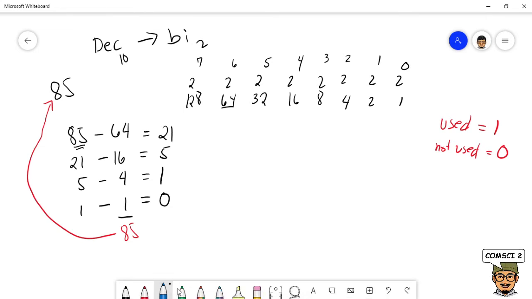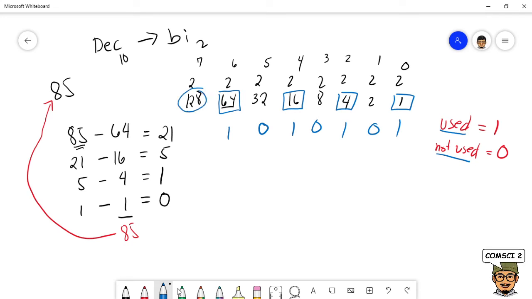So let us note the numbers that we have used on the powers of 2. We used 64, we used 16, we used 4, we used 1. So these are 1, 1, 1, 1 because they are used. Not used, they are 0, 0, 0. We did not include 128 because it is greater than our given 85.